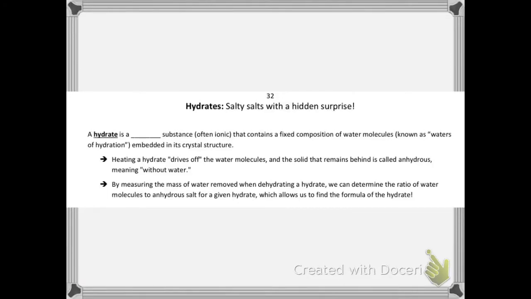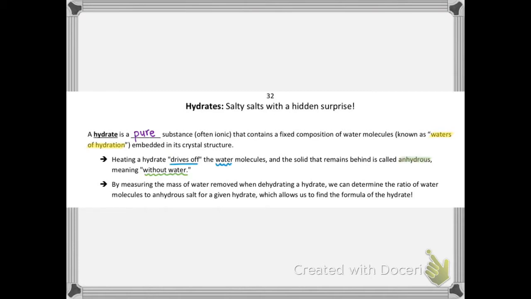Let's talk about tasty and thirst-quenching hydrates. A hydrate is a pure substance that is often ionic, which contains a fixed composition of water molecules embedded into its crystalline structure. These water molecules are known as waters of hydration. If you apply heat to a hydrate, that will drive off the water molecules, and the solid that remains behind is called anhydrous, or without water.